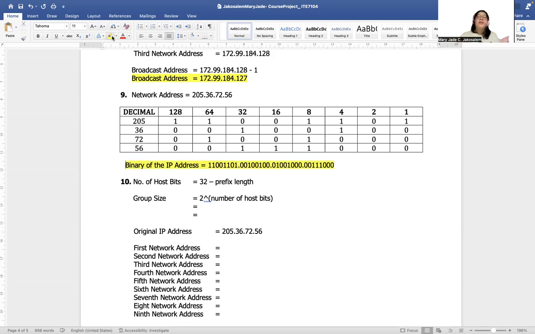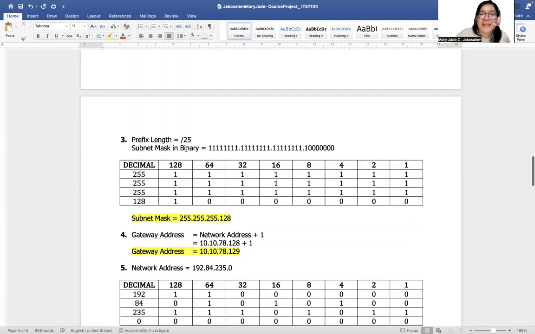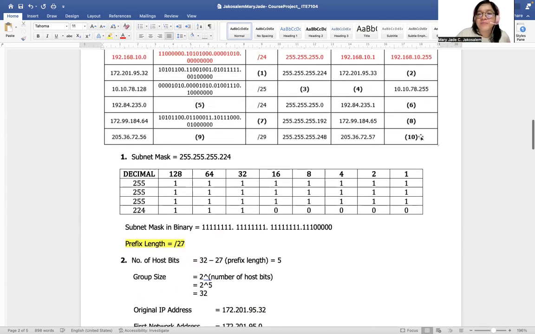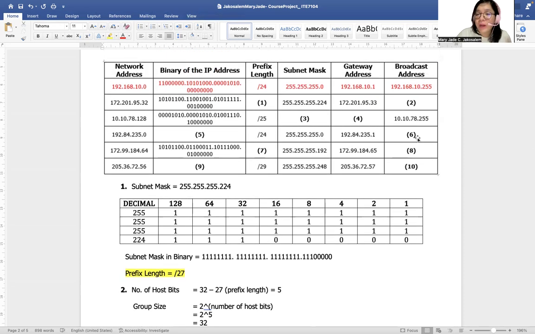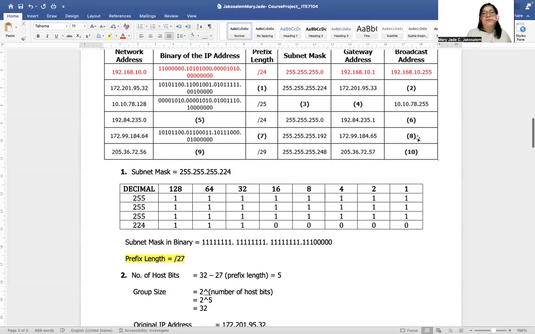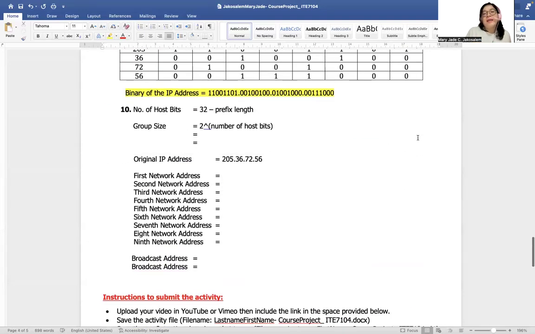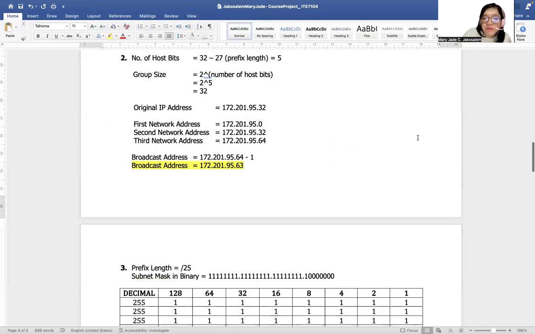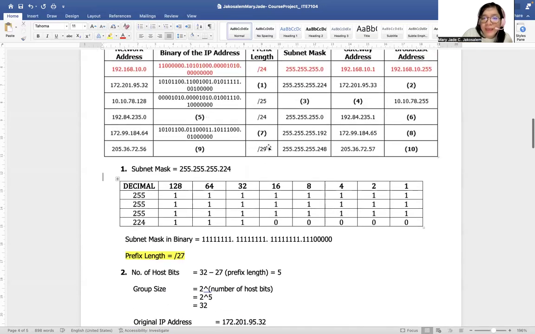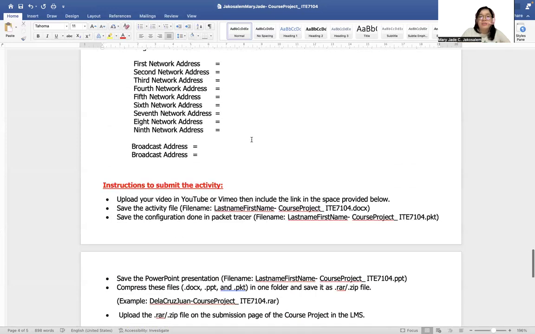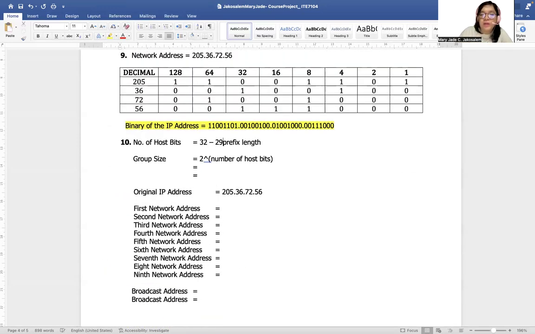Okay. Then, for our last item, for number 10, we are now required to look for the broadcast address. So for the broadcast address, again, we need to solve for the number of host bits. So 32 minus the prefix length, which is 29 here. So 32 minus 29 is equal to 3. Hence, the number of host bits is 3.